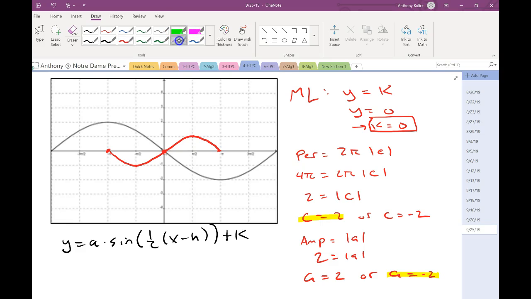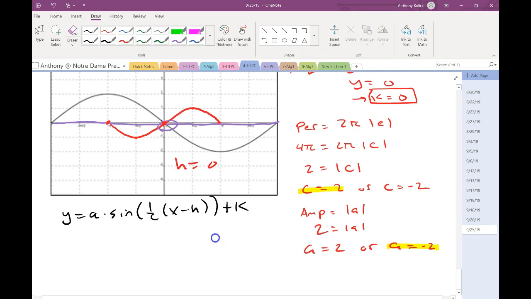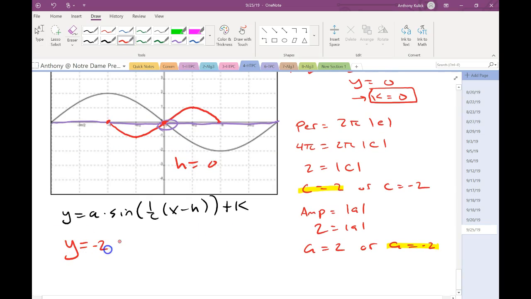Yeah, so it looks like each of them has the same midline here, right? They both intersect at (0, 0), which is on the midline, which tells me that there's no reflection, or no shift going on left or right. Is that okay with you guys? So from here, I can say H is 0. So if I put this all together, I can say negative 2 sine of 1/2 x, and I'm done.